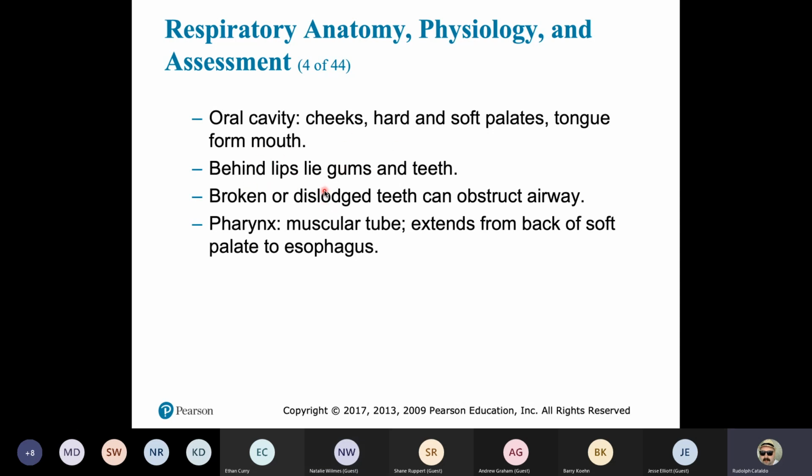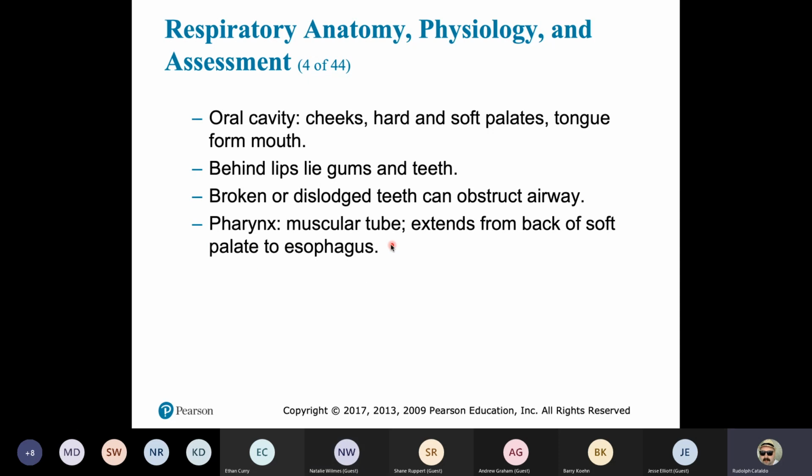Gums, teeth. Teeth are another concern when we're talking about airway obstructions, especially in our geriatric and older populations that might have dentures or teeth that are really fragile. That can always be a means for creating an airway obstruction. So if we're going to manage their airway and their denture is able to be removed, we need to look at removing it so it doesn't cause an issue later down the line.